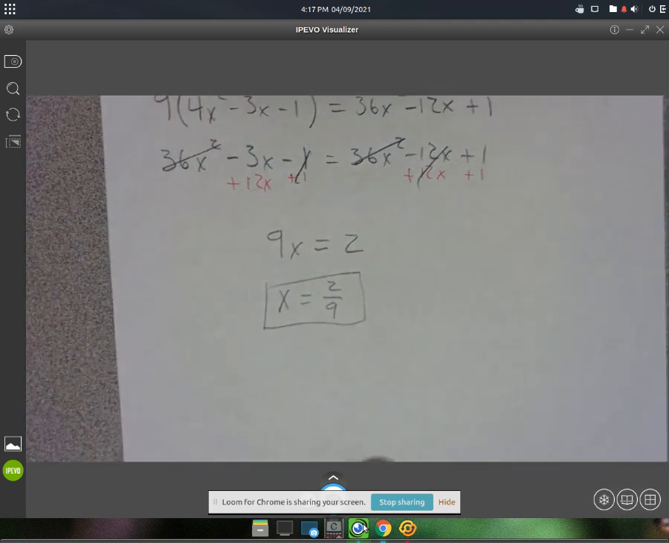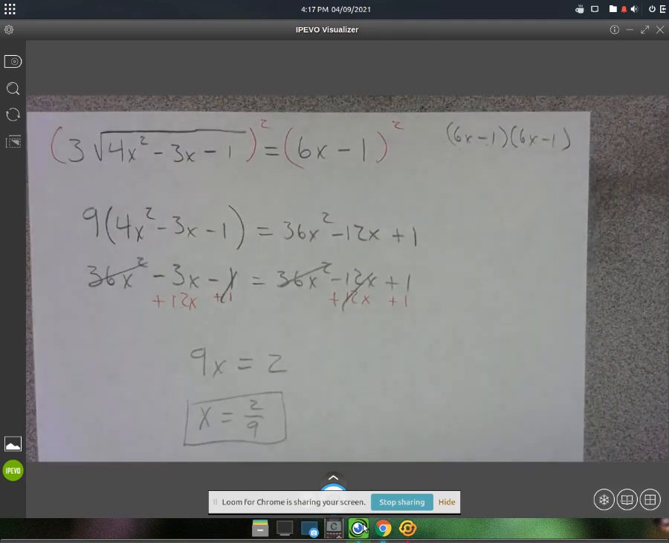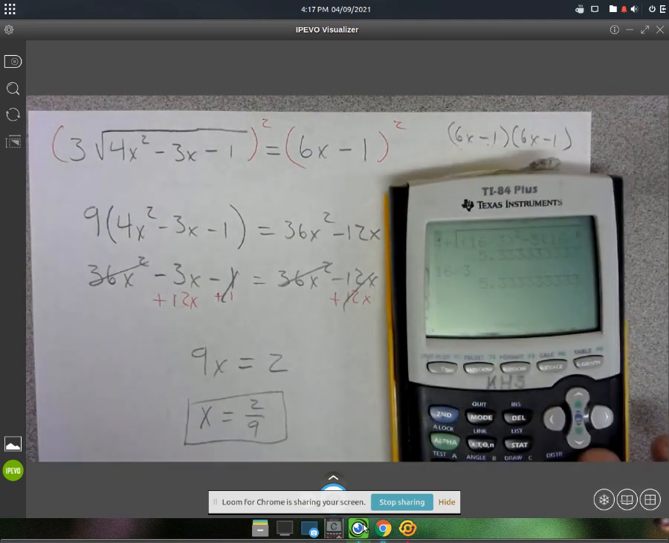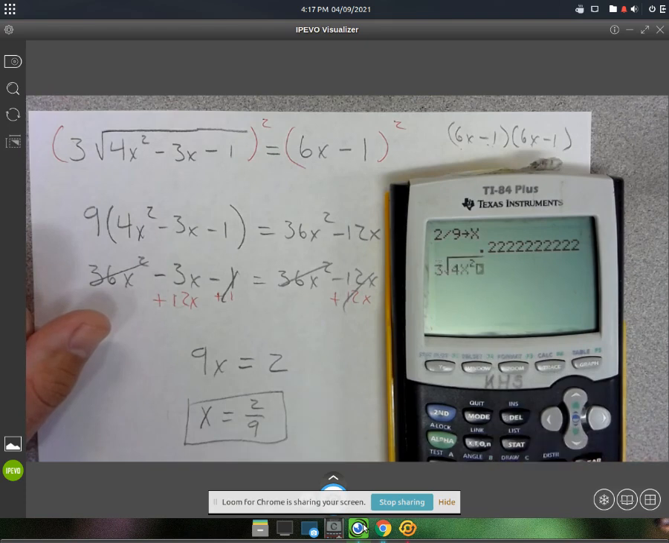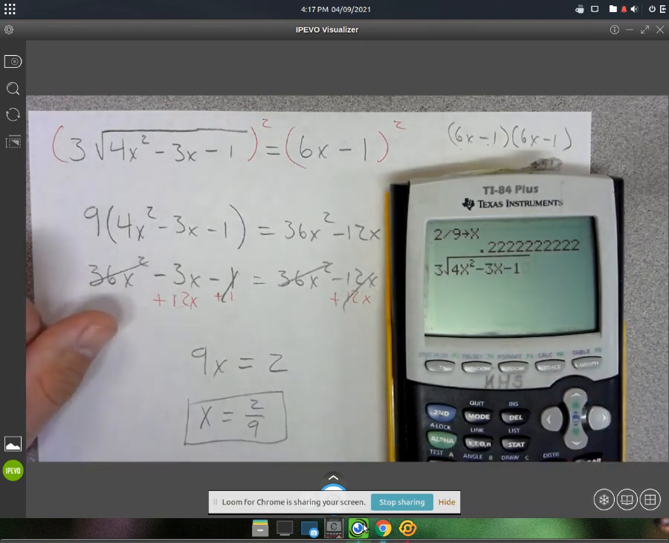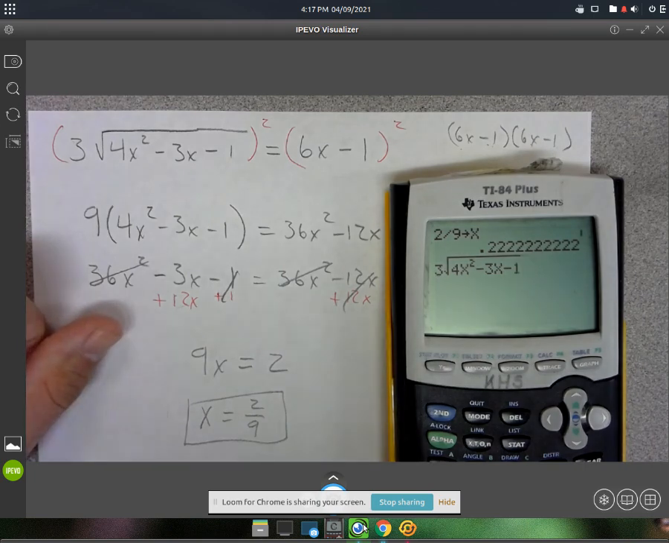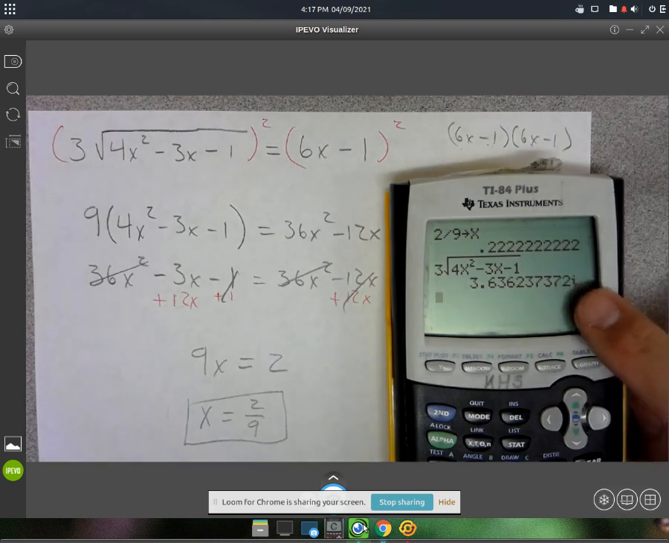Oh, man, hard part now. You've got to plug it in and make sure it works for the equation. Okay, so 2 over 9. We'll store that to x. Okay, so we're going to get 3 square root of 4x squared minus 3x minus 1. All right, that's my left side. Ooh, that's a bad deal right there. Automatically a no-go.